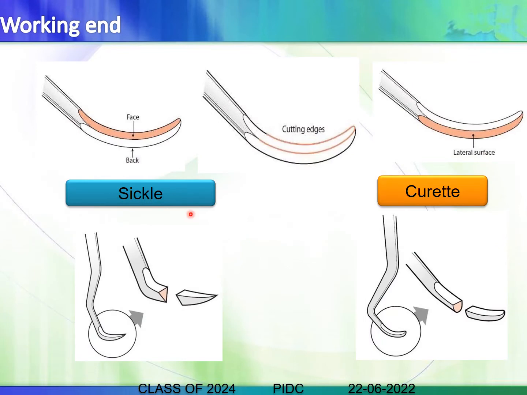Now, the working end has a face, a back, two cutting edges, and then the lateral surface of the instrument. So this could be different for a sickle scaler, wherein you could see the cross section is triangular in shape, and it could be different for a curette, where you can see the cross section is half moon in shape.